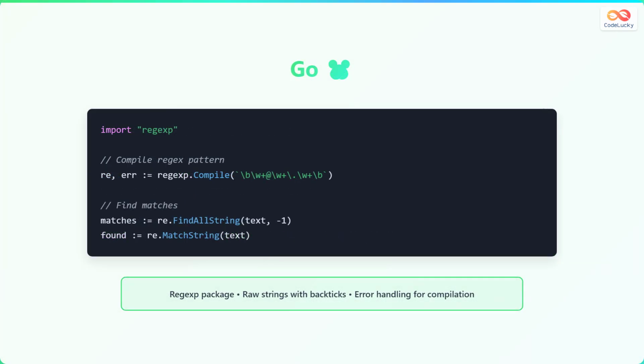Finally, let's examine Go. In Go, the regexp package provides regular expression functionality. First, compile the regular expression pattern using regexp.Compile. Here's an example. A pattern to match the basic email format, backtick \b\w+@\w+\.\w+\b backtick. Use raw strings with backticks to define regular expression patterns. Use FindAllString to find all matches, and MatchString to check if the string matches the pattern. In Go, error handling is crucial, so always check for errors when compiling regular expressions.